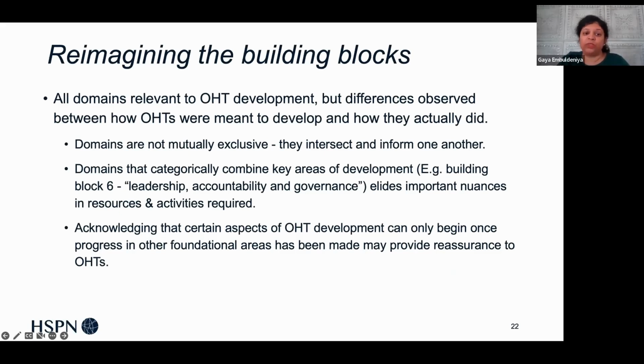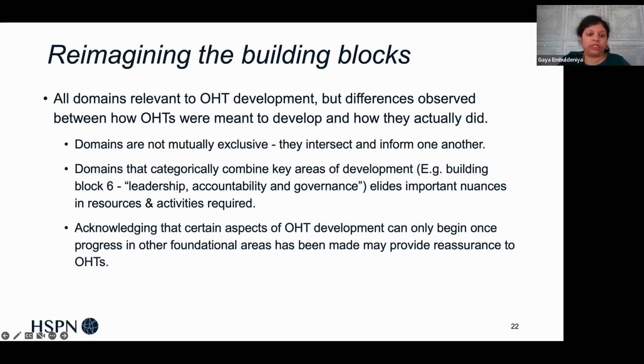So while all these domains were certainly relevant to OHT development, having observed OHTs on the ground, we found discrepancies between how OHTs were meant to develop and how they actually did. And we found that the building block domains are not necessarily mutually exclusive. In fact, they intersect and inform one another, right? So developing performance measurement and quality improvement plans, for instance, might first require work on strategic planning and model design.